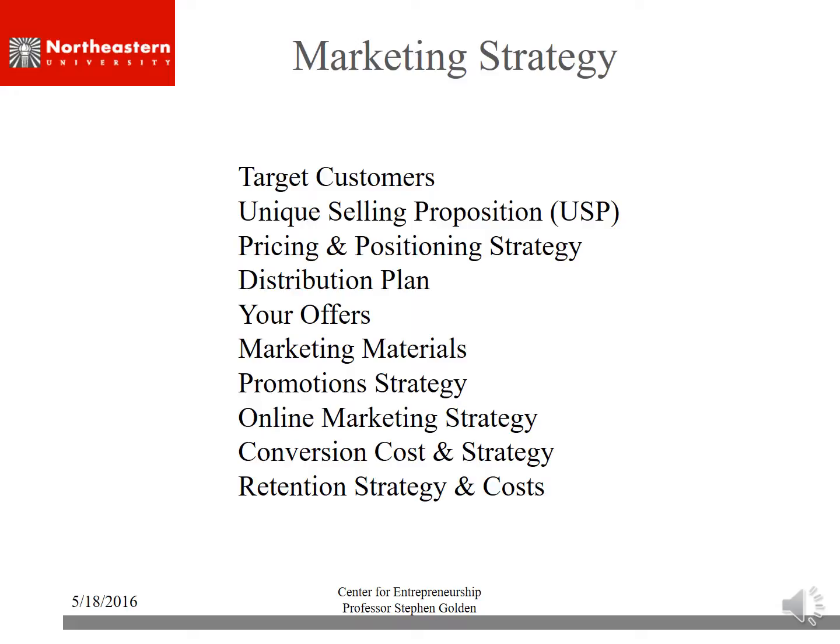Marketing strategy. This is your typical marketing strategy document. We talk about our customers, our USP, our unique selling proposition, what makes us different than the other guys. How are we going to price the product? Where are we going to position it? How are you going to get it to market, from the factory to the actual store? What is your offering? What's the value that we're offering to the consumer? What's the key messaging that we want to deliver?